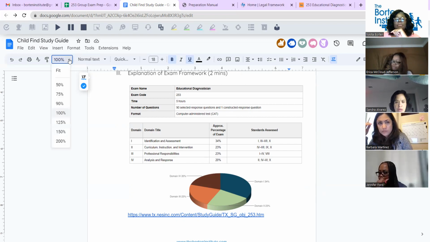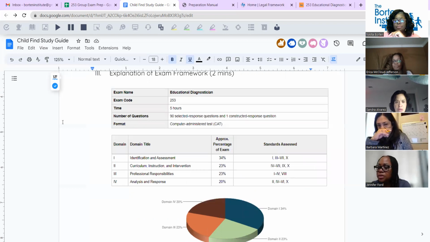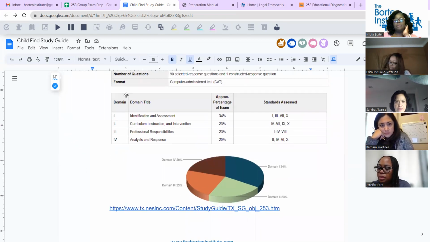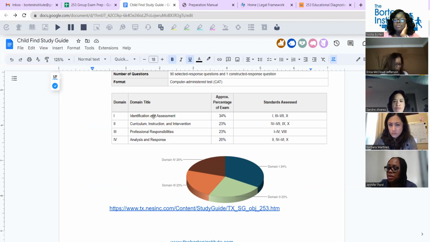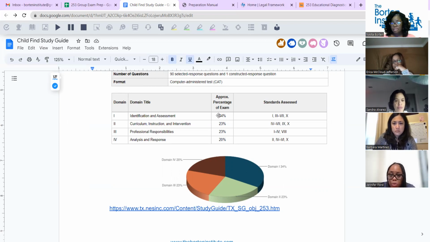Now, the breakdown is really, really important. Here are your domains. You are being tested on 4 domains. The first domain, identification and assessment, look how much this is. It is 34% of your exam, and all the other parts are much smaller. So domain 1, when you're attacking the test, you have got to know domain number 1. You have to. It is the major part of your test.